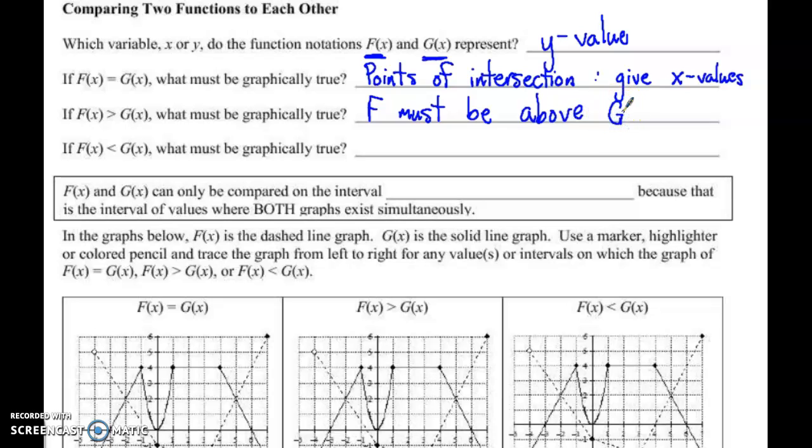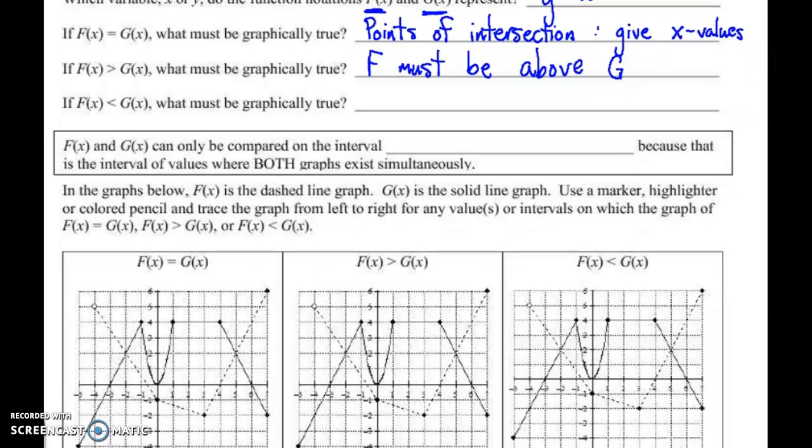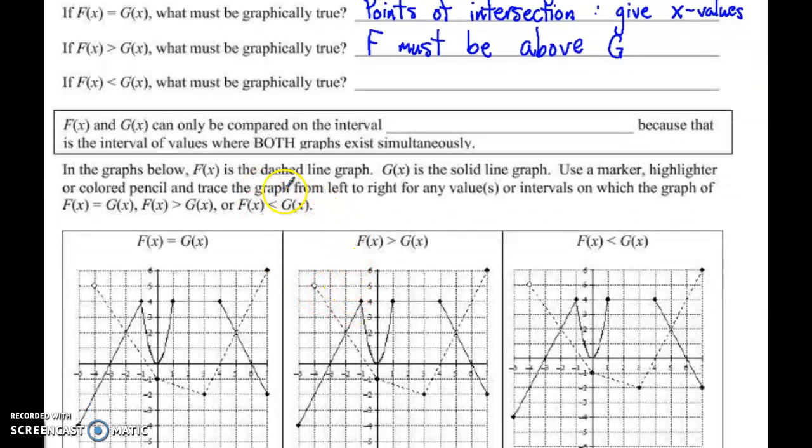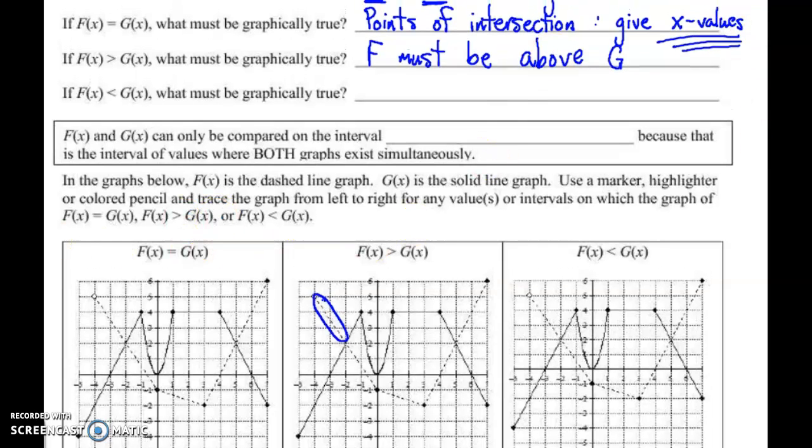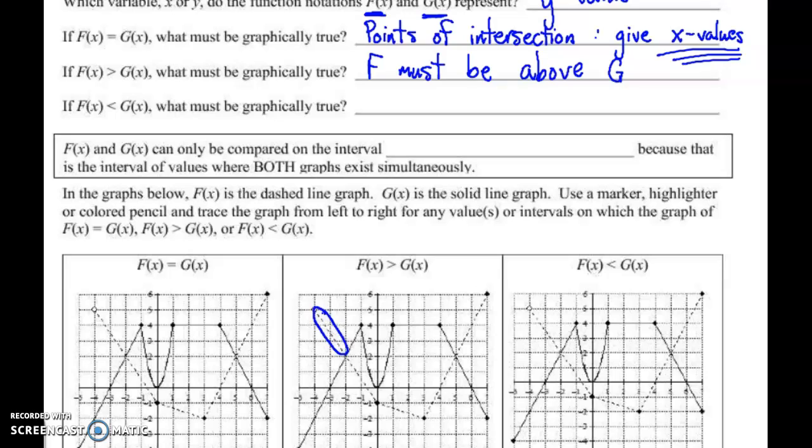All I'm saying there, and it might make more sense when I actually get to this example, I think f is the dashed line again, and we're looking at this portion because the dashed line is above the solid line. And again, make sure you give the x values for this. I think this will make a little bit more sense once I give you an example. And same thing with this one, it's just flipped.